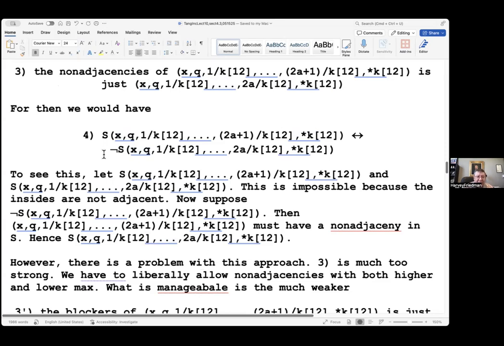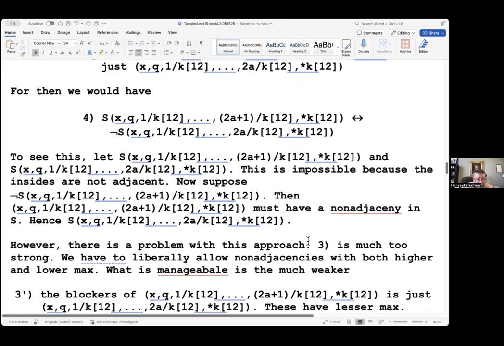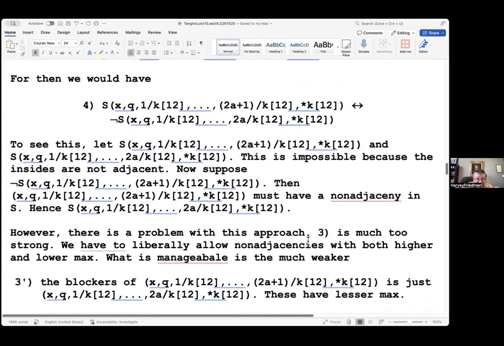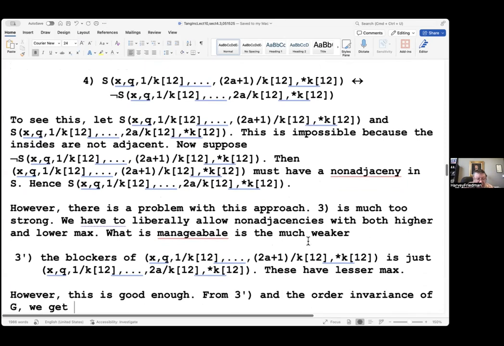So how are we going to get this four from something that doesn't talk about all the non-adjacencies? Well, this is what we do. And this is the extremely powerful method for the whole section 4.3. And it also spills over a little bit into 4.4 and 4.5. All right, so we have to liberally allow non-adjacency with both higher and lower max, not just lower max.